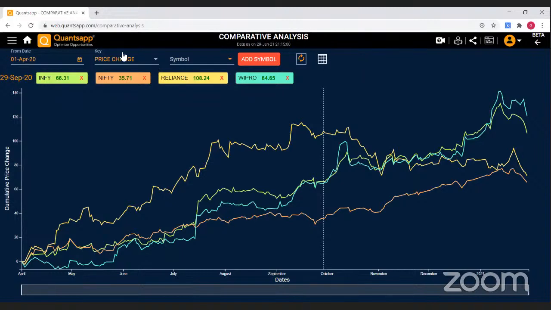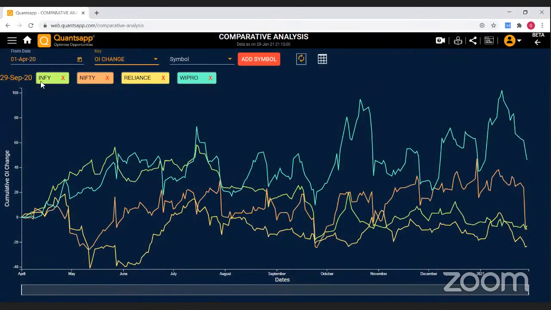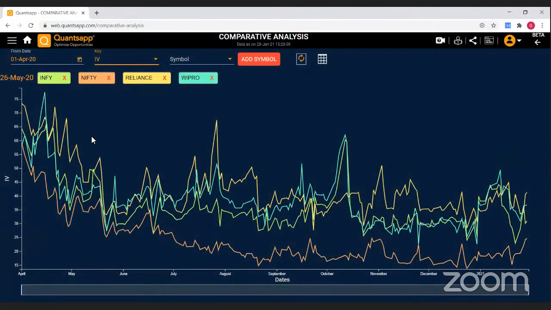Now, there are some more points here. We can also do the open interest change, how the open interest has changed, in the same way as we looked at the price change. Then IV, how the IVs of these companies have been over the period of time. You can see that on the lower side, Nifty IV is trying to decline, whereas Reliance IV has jumped many times, then Wipro.